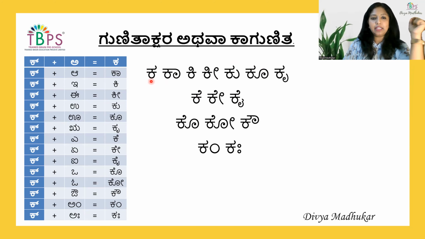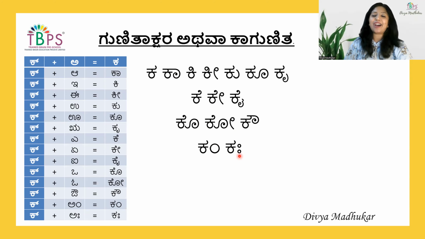So how do I read it? Ka talakattu ka dheerga ka gudusu ki, ka gudusina dheerga ki, ka kombu ka kombu dheerga ku, ka vatrasuli kru, ka etva ka etva dheerga ke, ka aitva kai, ka otva ko, ka otva dheerga ko, ka autva kau, ka guan sonne kam, ka gerad sonne kaha.